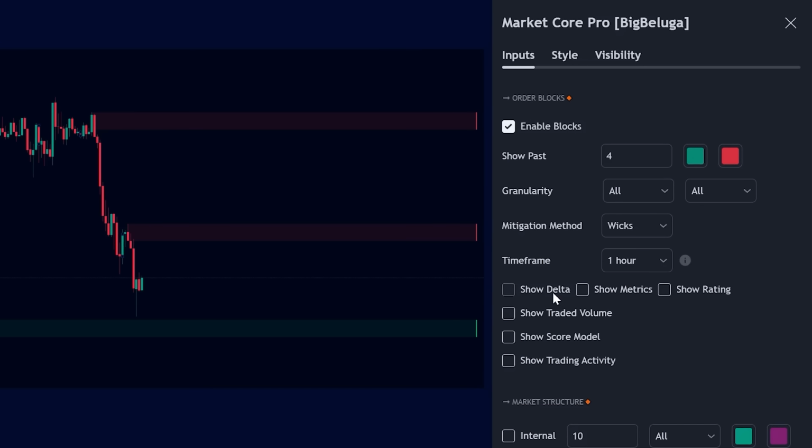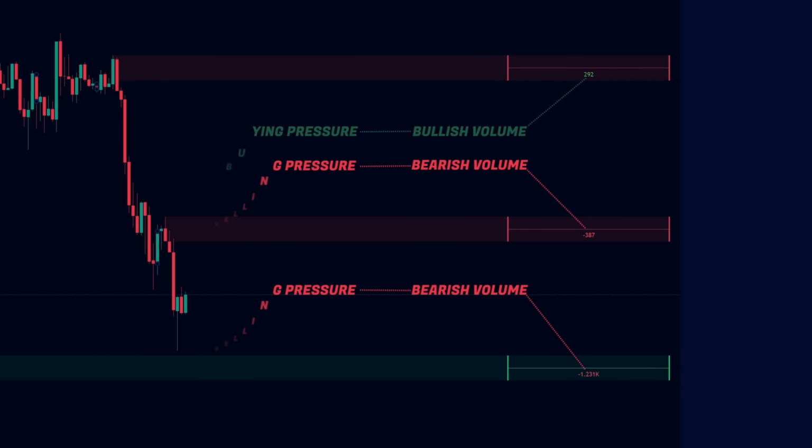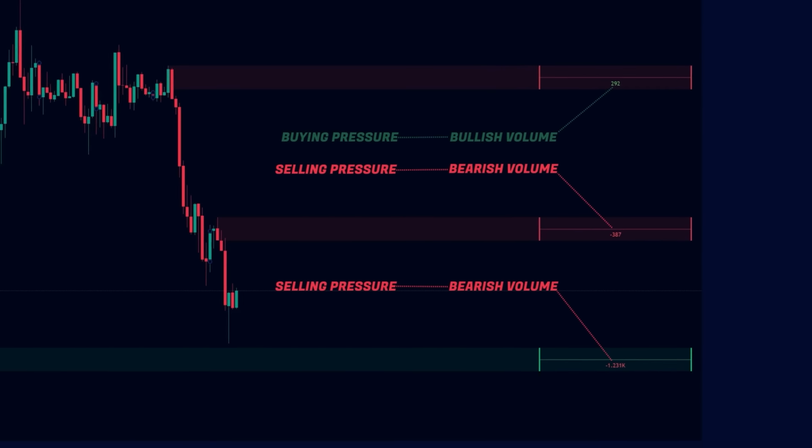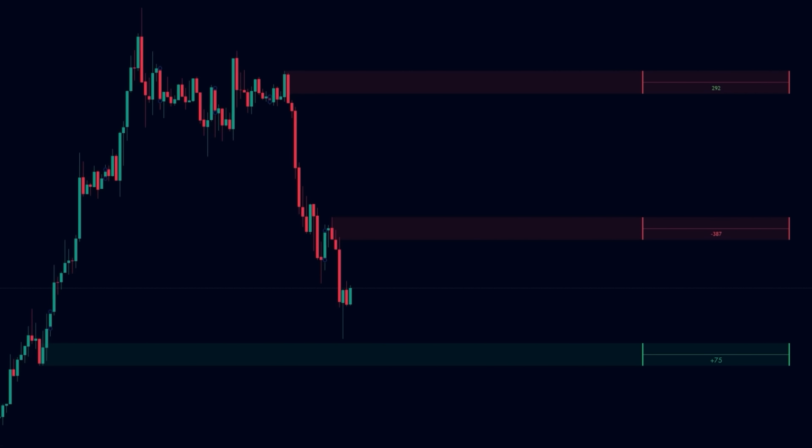Start by enabling Show Delta to compare bullish and bearish volume within each block. This feature displays the net difference between buying and selling pressure, represented as a delta value. A positive delta highlights stronger buying activity, indicated by green, while a negative delta shows dominant selling pressure, indicated by red. For example, if a block shows a plus 75 delta, it suggests significant buying pressure, making it a potential support zone.